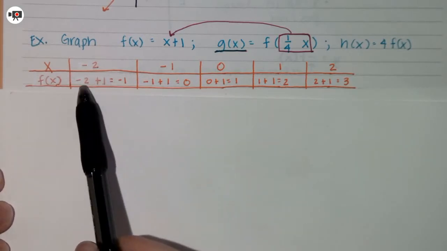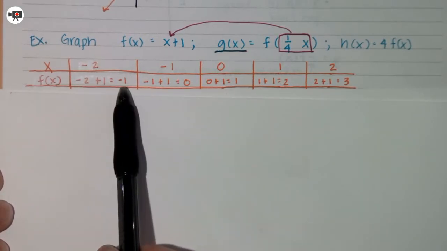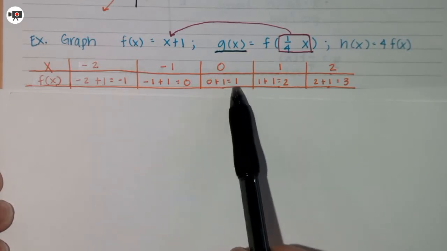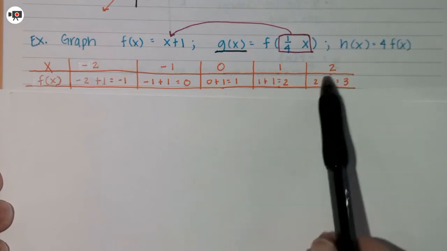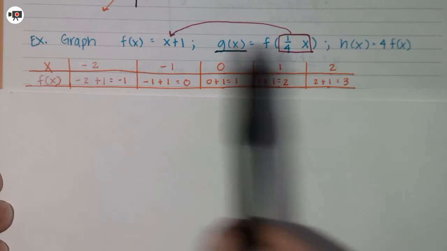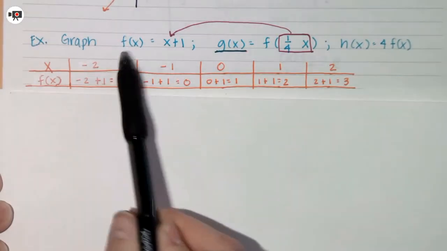So when x is -2, f of x is -1. -1 gives 0. 0 gives 1. 1 gives 2, and 2 gives 3. That's just simply taking these x values, plugging them into f of x.